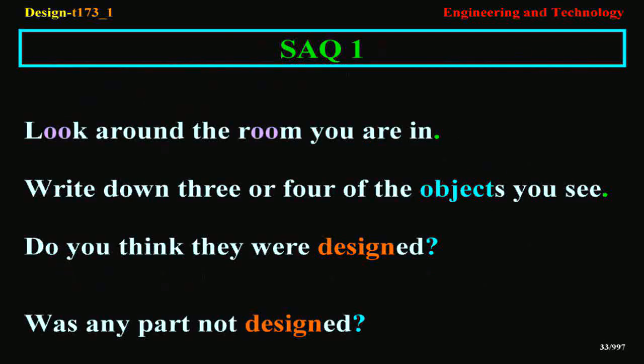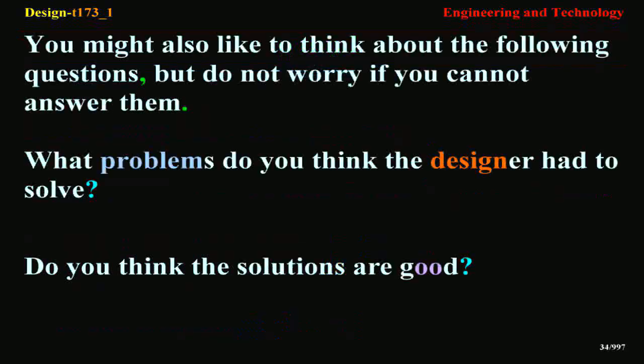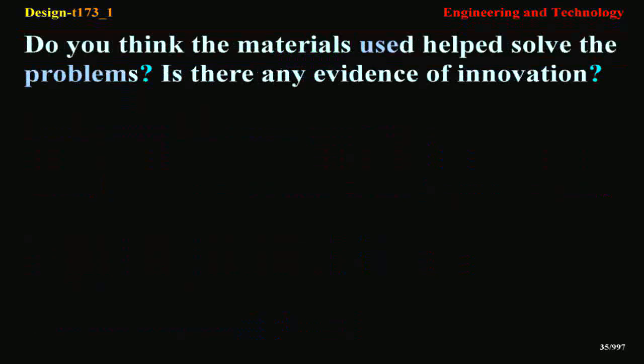Question 1. Look around the room you are in. Write down 3 or 4 of the objects you see. Do you think they were designed? Was any part not designed? You might also like to think about the following questions, but do not worry if you cannot answer them. What problems do you think the designer had to solve? Do you think the solutions are good? Do you think the materials used help solve the problems? Is there any evidence of innovation?